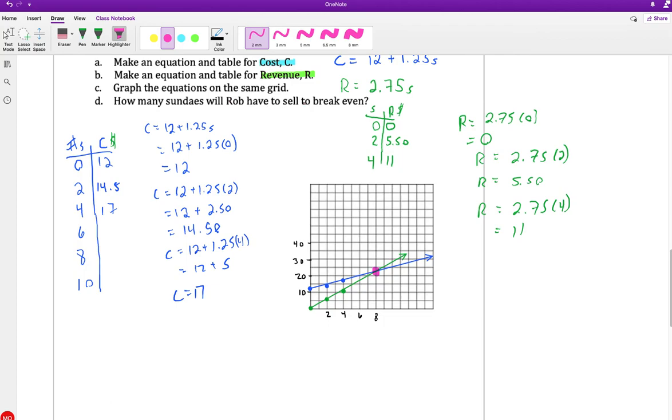Then it says how many Sundays will he need to break even? Break even is when his revenue equals his expense. So we know he will break even at 8 Sundays. Perfect. So before 8 Sundays, he's losing money, but then after 8 Sundays, he starts to make money.